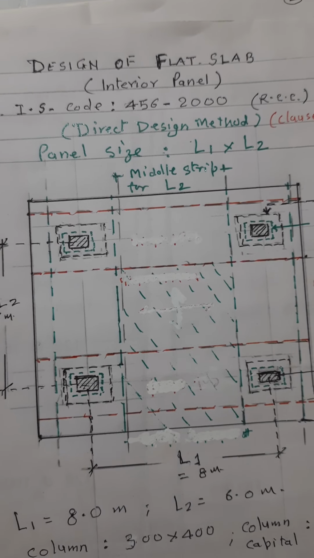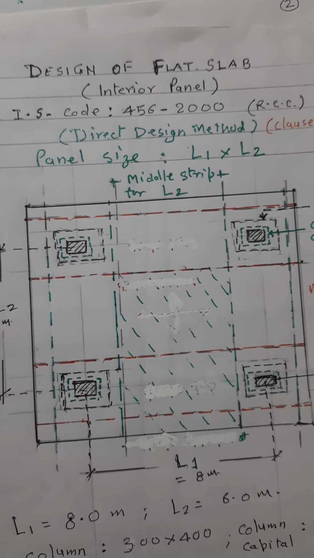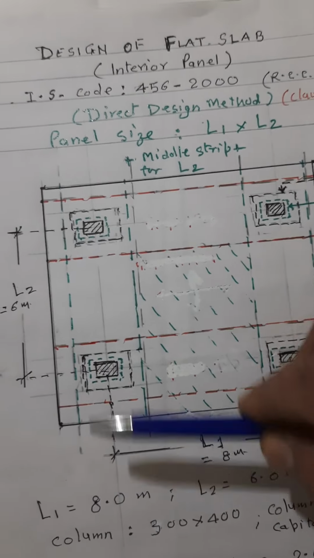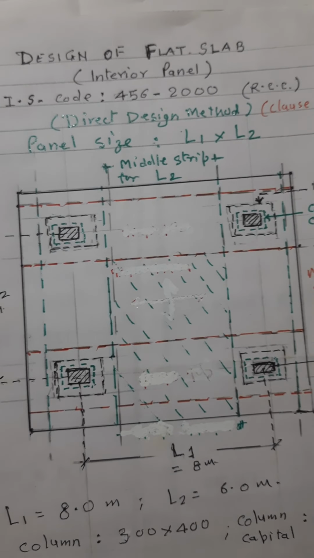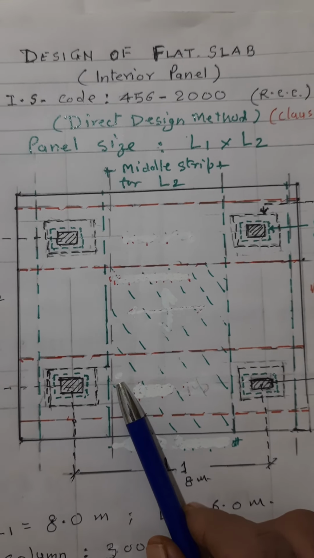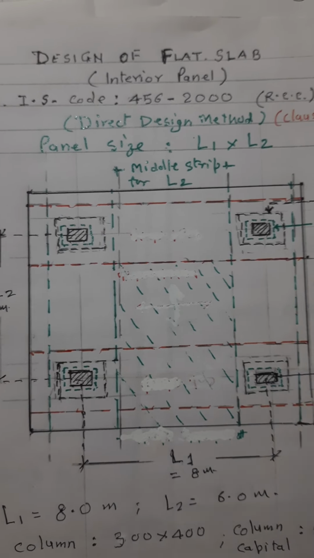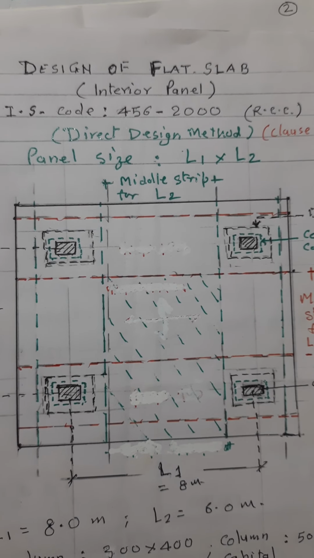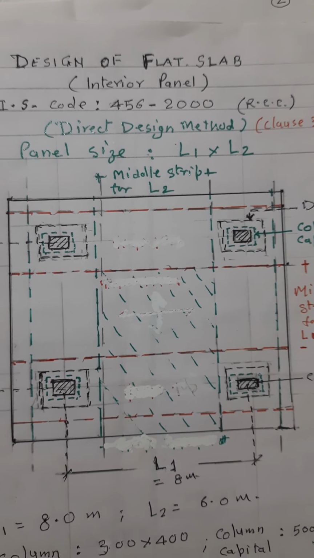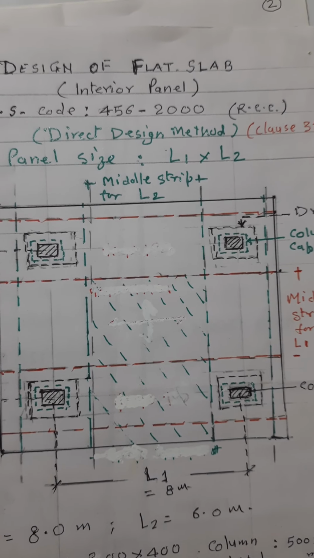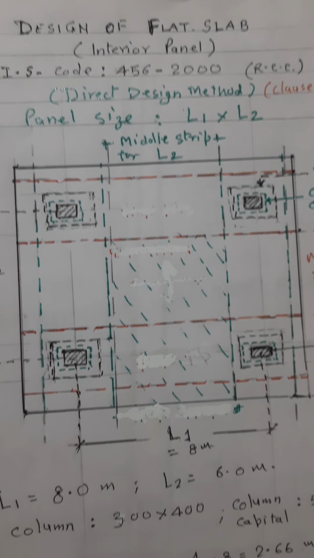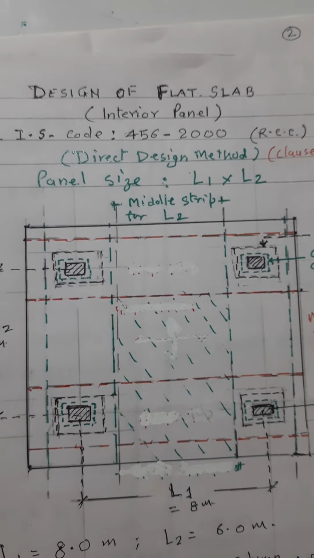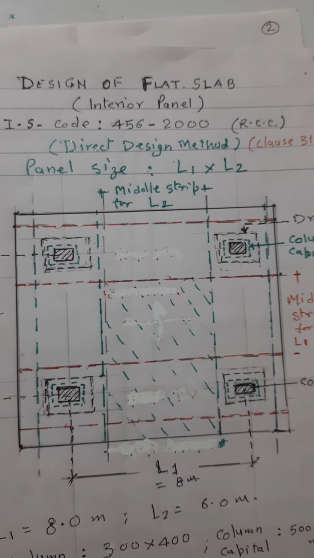How to find out the width of the edge strip? It is 0.25 of L1 but less than L2. Similarly, in this direction also. Now we will go for another important part, the column. Say a 300 cross 400 column is given. Then we have to go for the column capital. What is a column capital? It is a flaring of the column just at the top, at the slab, just to have more area to resist the load from the slab.